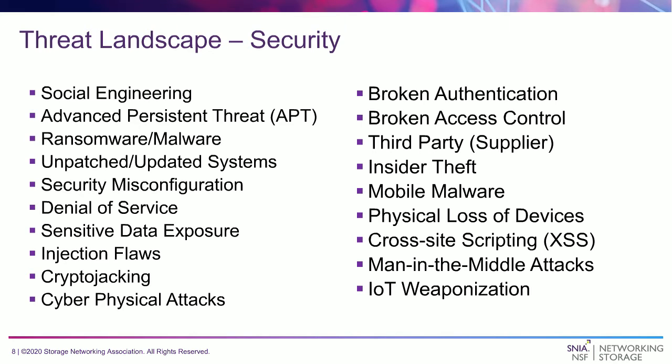Cryptojacking, basically your PC or system is taken over to essentially mine cryptocurrency. Somebody's making money off of your systems, basically. Cyber physical attacks, this is typically involving critical infrastructure. We're seeing broken authentication, broken access control, somewhat self-defined. Third parties, supply chain security is a big source of concerns when we've had a lot of data breaches that have basically occurred because somebody working on an HVAC had access to a system that was the source of an attack.